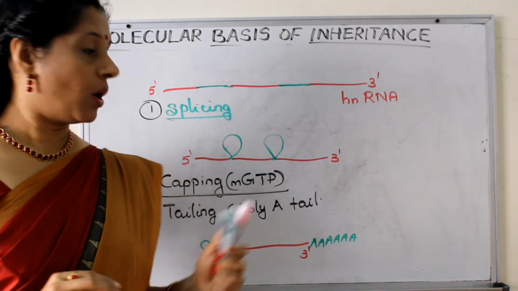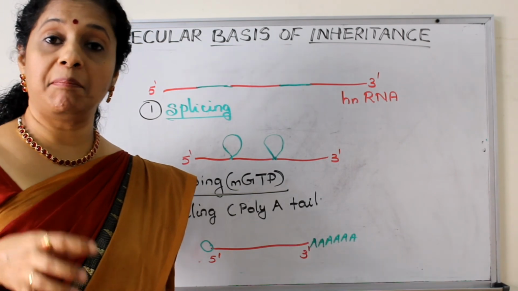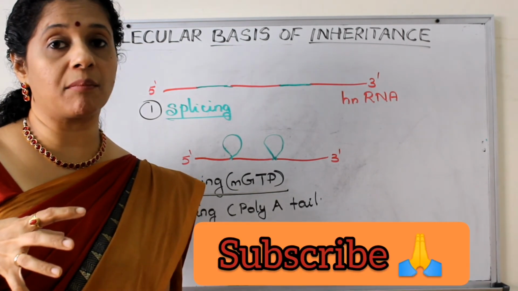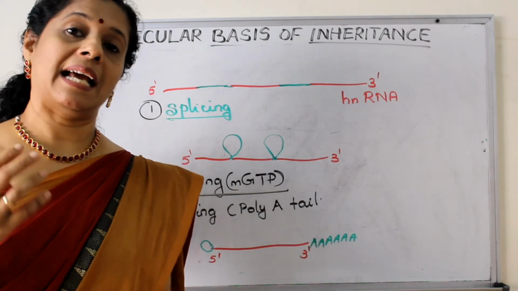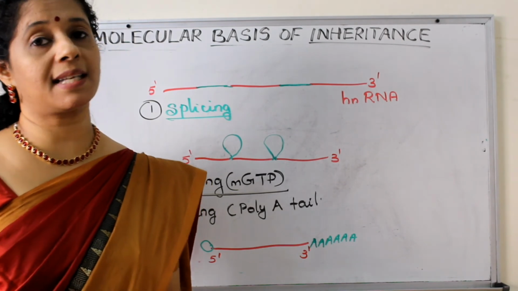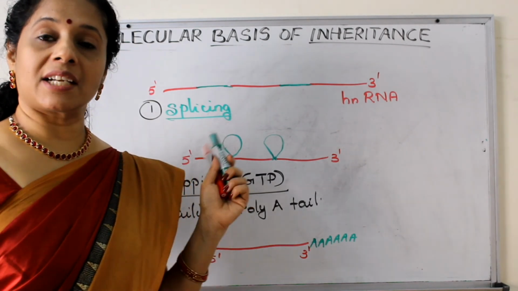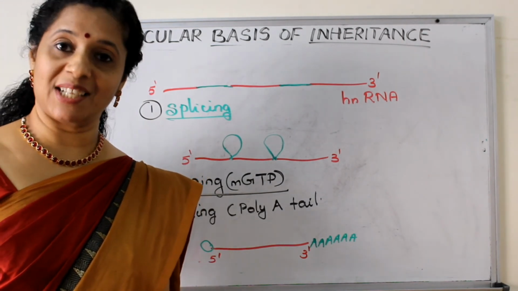Now, what are the functions of these two? They both are actually helping protect the mRNA from the action of hydrolyzing enzymes, or they will prevent the degradation of this mRNA. They also will help the attachment of the smaller subunit of ribosome. So this is actually the transcription process in detail. Hope you understood the lesson well.